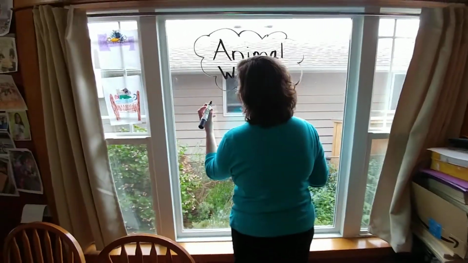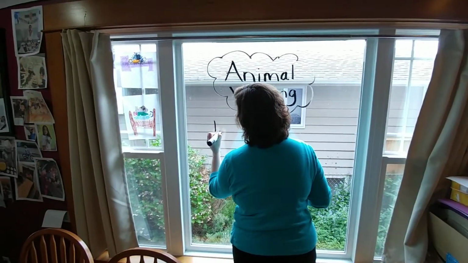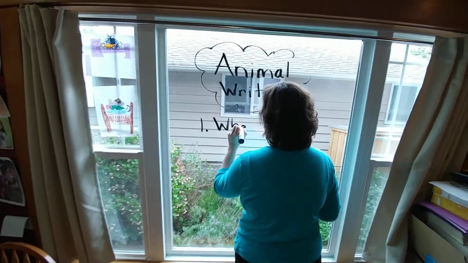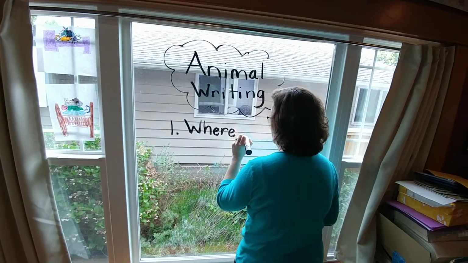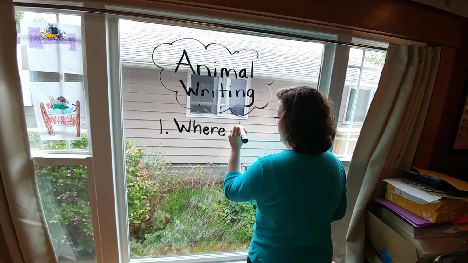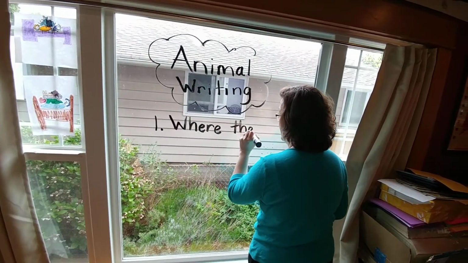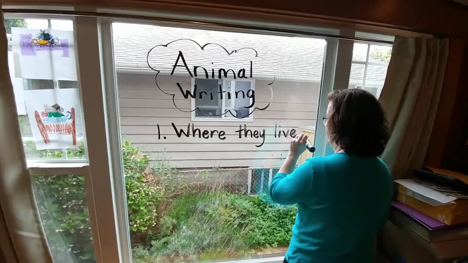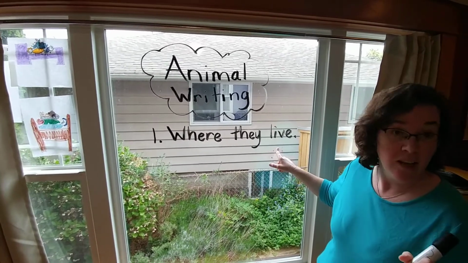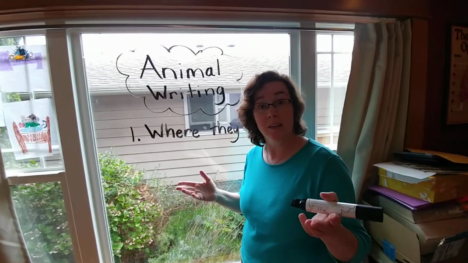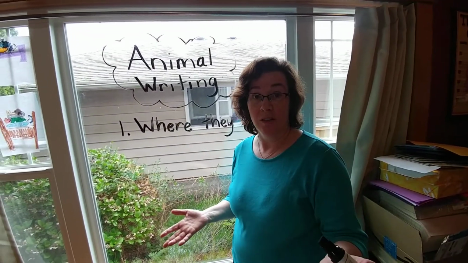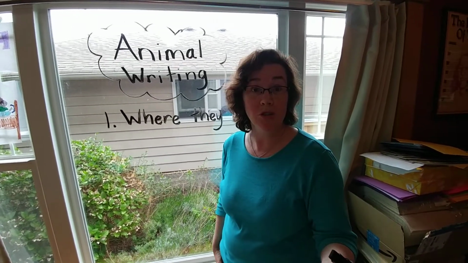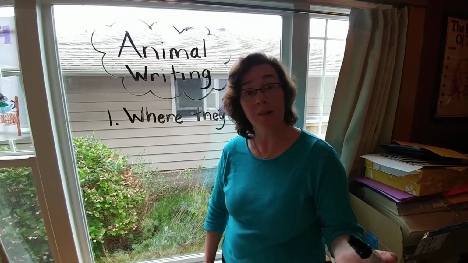The first thing we need to have, number 1, is where they live. Where does the animal live? The very first thing we have to have is where they live. Does the animal live in the forest? Does the animal live in the desert? Does the animal live in the ocean? Does the animal live in a bush? Underground? Where does the animal live?